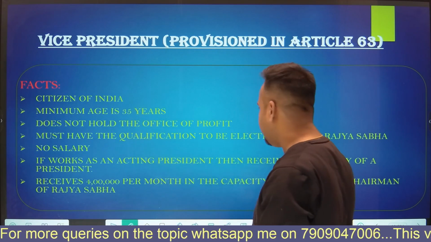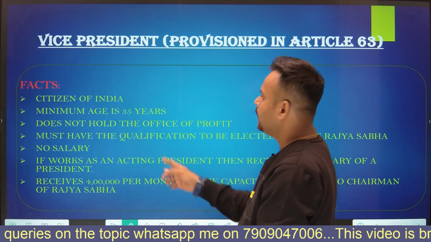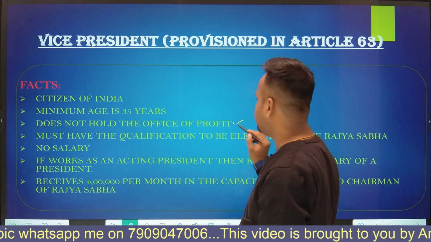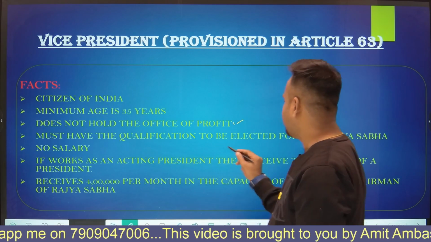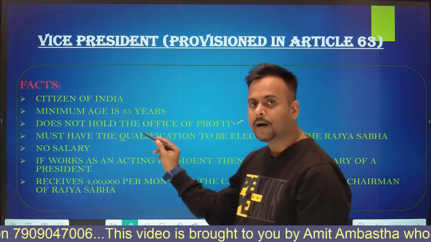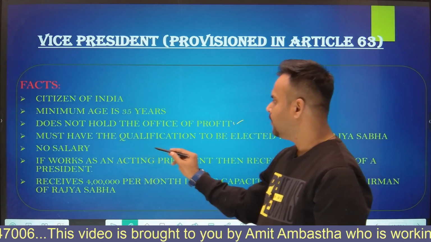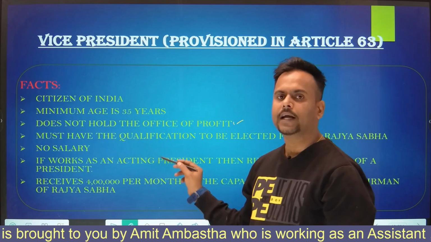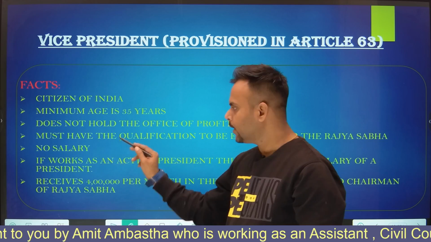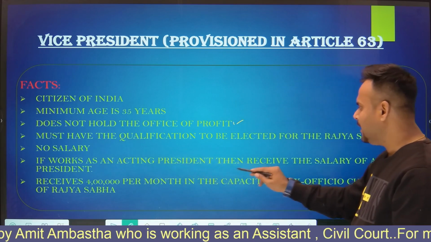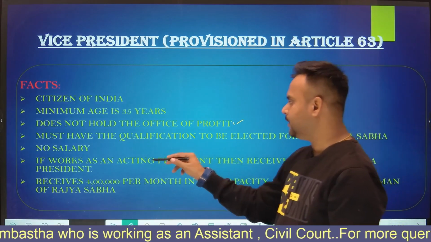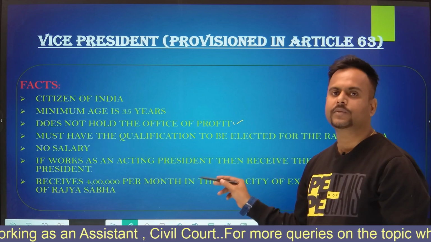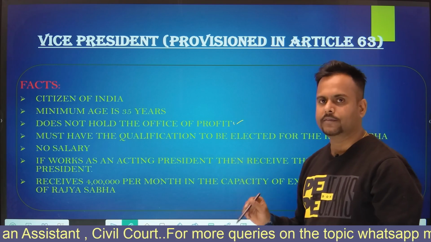See friends, he must be a citizen of India. The minimum age is 35 years, he does not hold any office of profit, and must have the qualification to be elected for the Rajya Sabha. No salary. Here no salary means that as Vice President of India, he does not receive any salary. If he works as an acting president, then he receives the salary of a president. If in the absence of the president, he works as the acting president, then he receives the salary of the president on a day-wise basis. Okay.